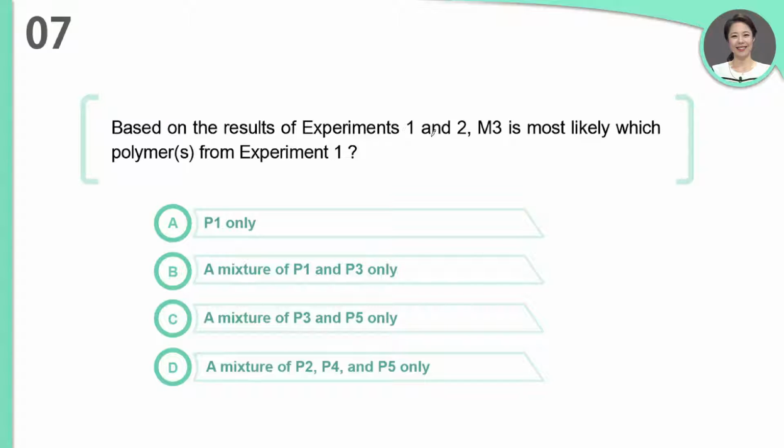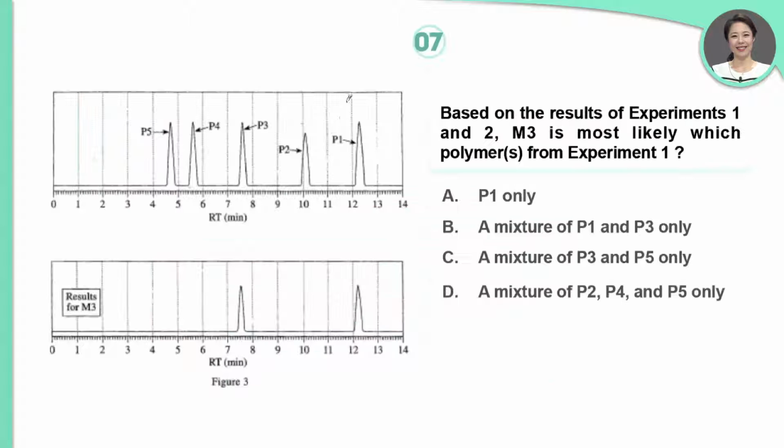Question number 7, of experiments 1 and 2. M3 is most likely which polymer from experiment 1? Okay, let's look at experiments 1 and 2. This graph is from experiment 1 and the bottom one is from experiment 2. If you look at the peaks from M3, it has the same peaks here and over there. So that means M3 is a mixture of P3 and P1. So P1, P3, the answer is B.